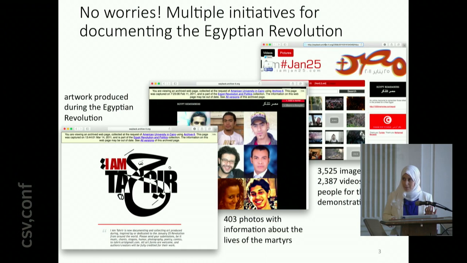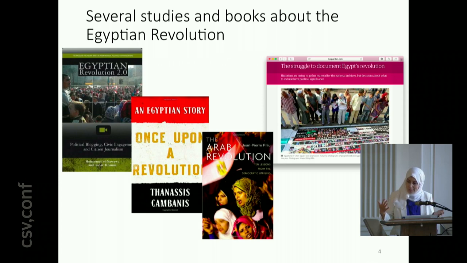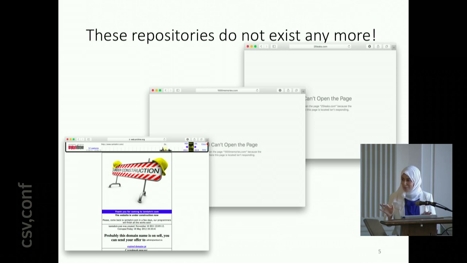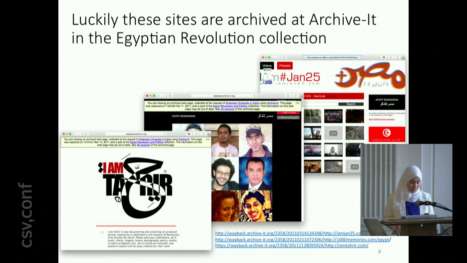Honestly, I started generating some initiatives for archiving some stuff about the Egyptian Revolution. And I also found that there are other initiatives for documenting the Egyptian Revolution. Several studies and books appeared afterward and cited these repositories, but these repositories were gone. The whole repositories of videos and images of what was happening in Tahrir Square and everything in Egypt are totally unavailable now on the live web.